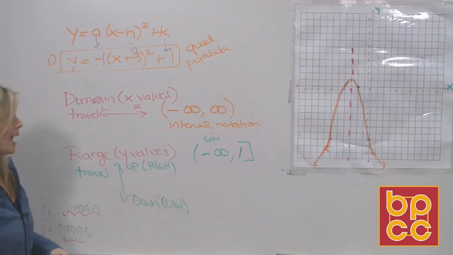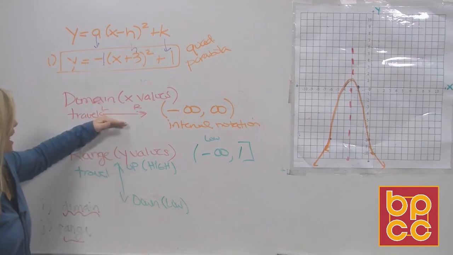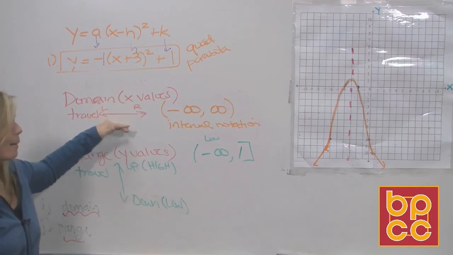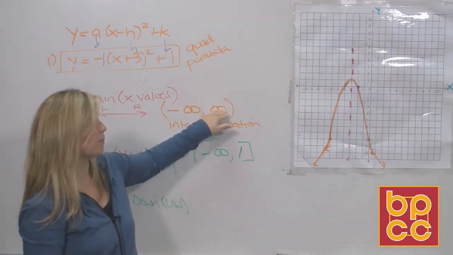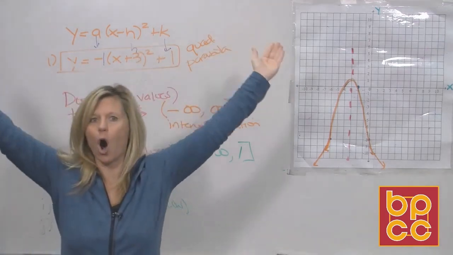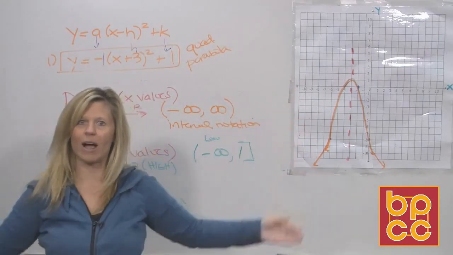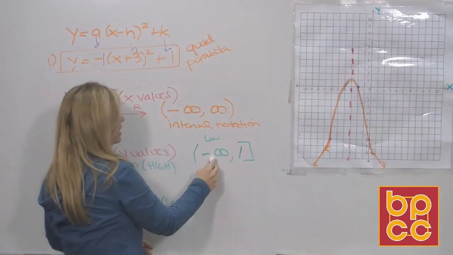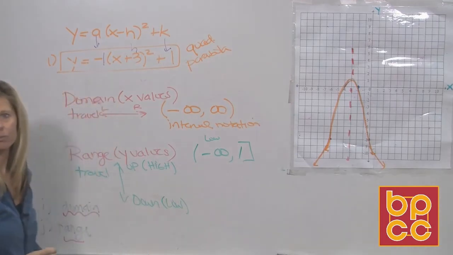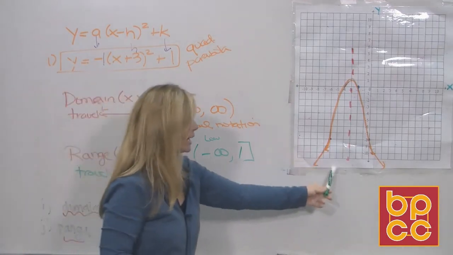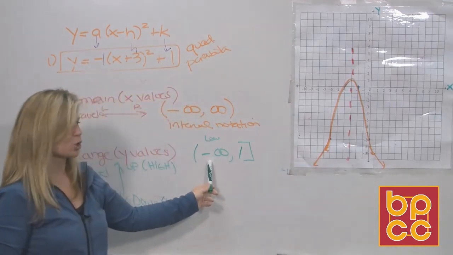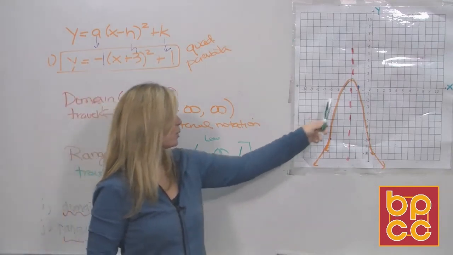I could tell you right now, you might as well memorize this fact. The domain of every parabola is going to always be negative infinity to positive infinity. Because the parabola is going to open all the way to the left and right. What's going to be different is the y values, the range. Because this parabola is pointing down, it will go as low as you want, but its high value is here at 1.